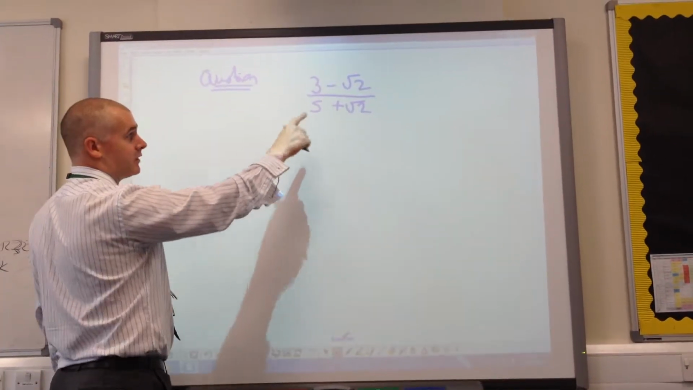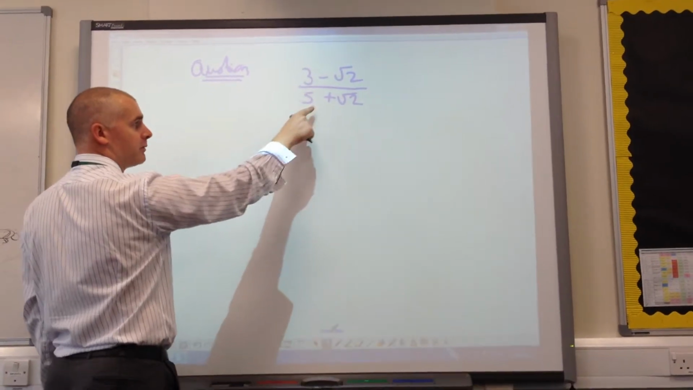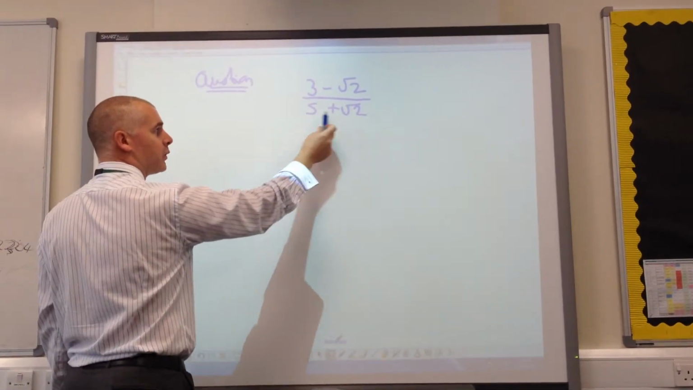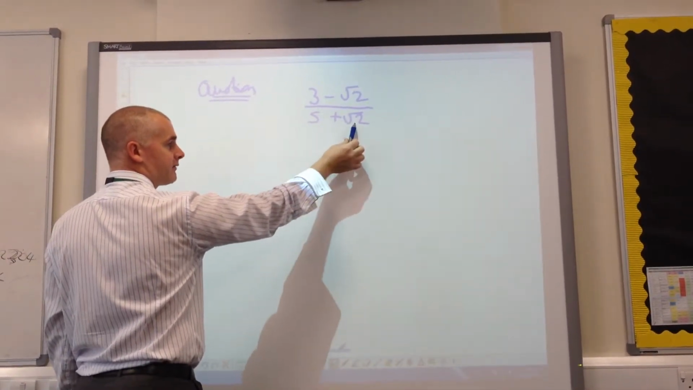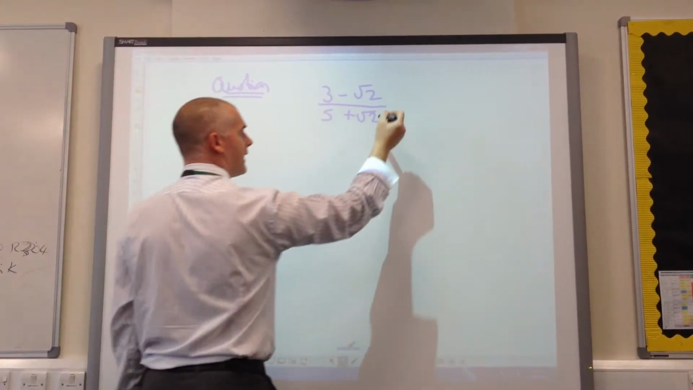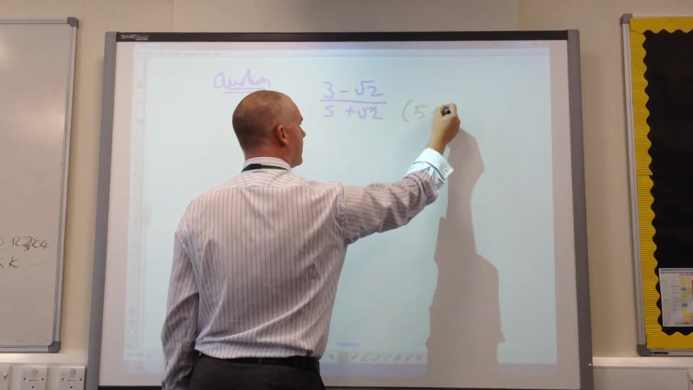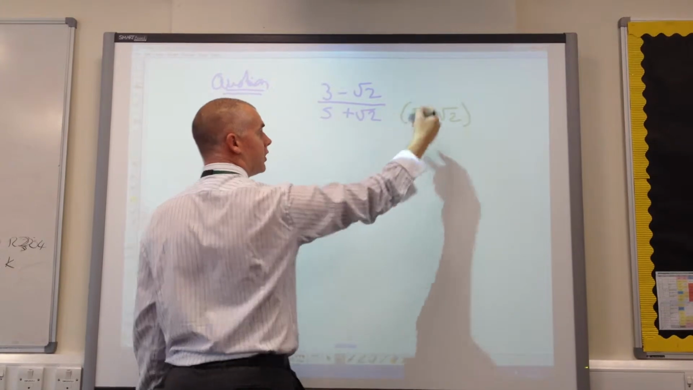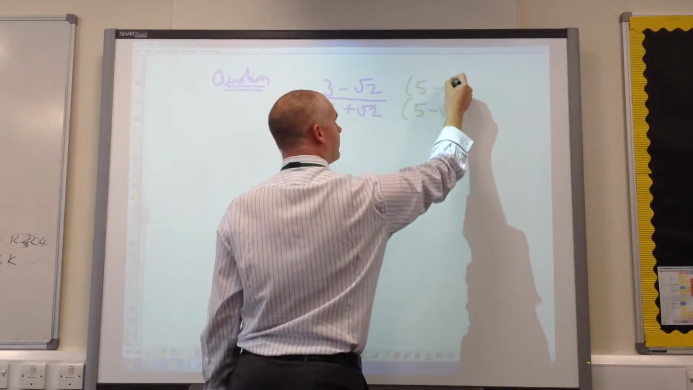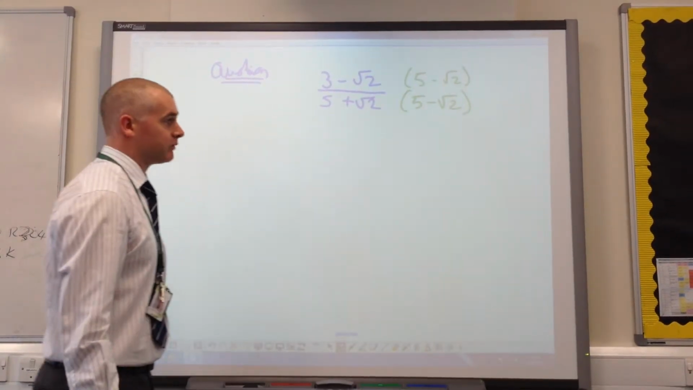To rationalise the denominator of this, you need to multiply by the difference of squares. 5 plus root 2, the difference of squares will be timesing by 5 minus root 2. Top and bottom, that's how you maintain the equivalence of the fraction.